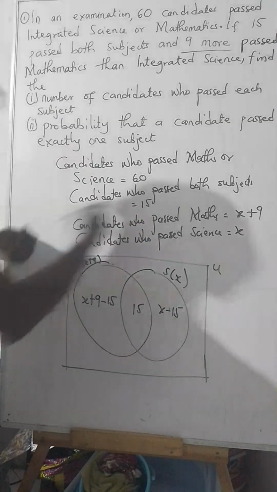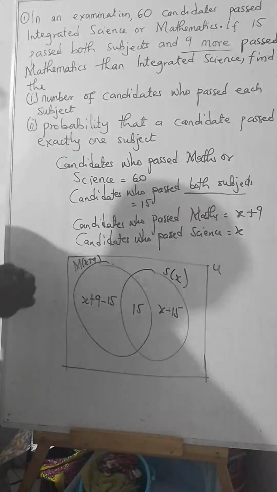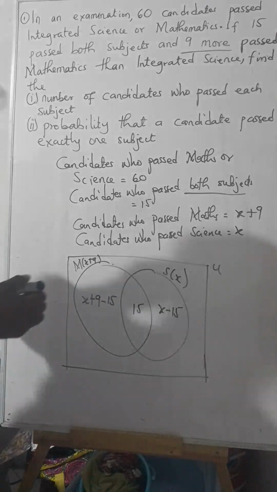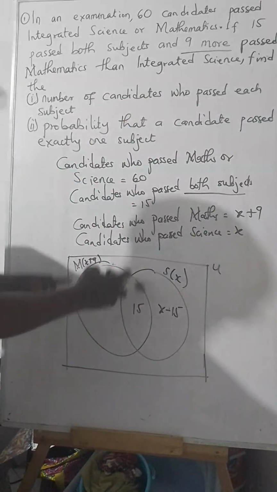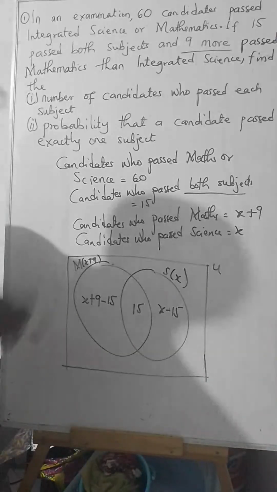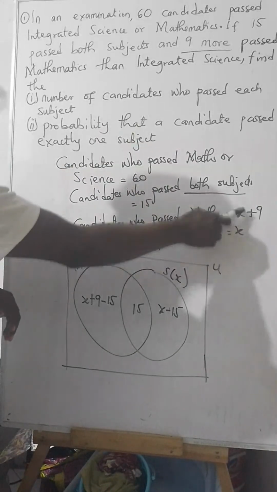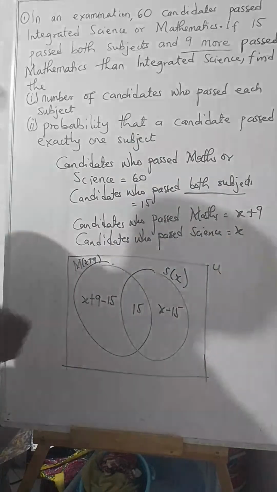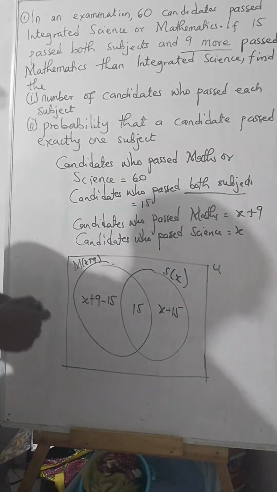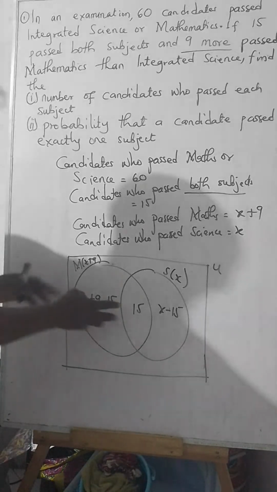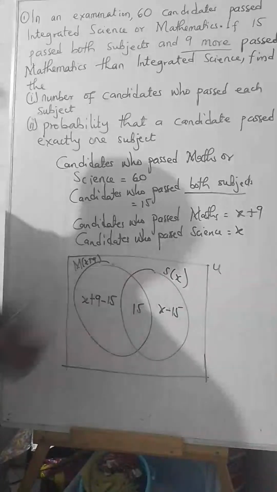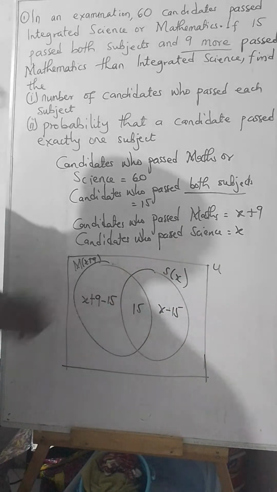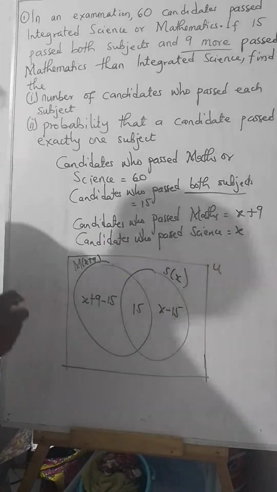So the both subjects would be at the intersection. Then candidates who pass maths, I say 9 more pass maths than science. So if the science is x, the maths will be x plus 9. Then you need to find only maths, those who pass only maths. So that will be the total x plus 9 minus 15. Then only science, that will be the total minus the intersection, and that is x minus 15.